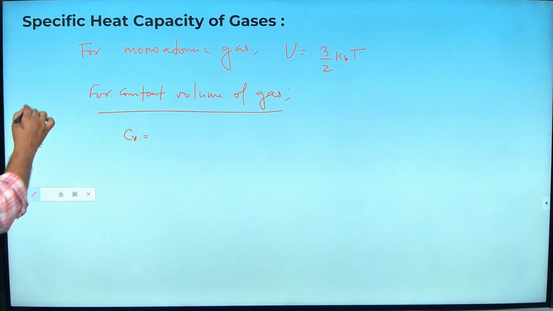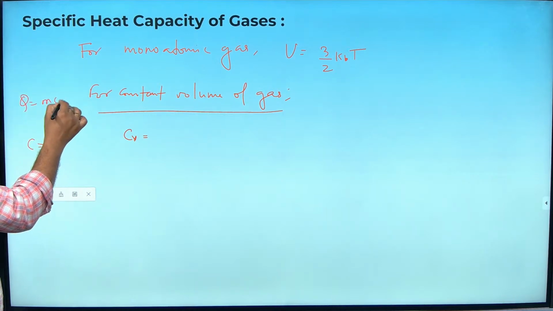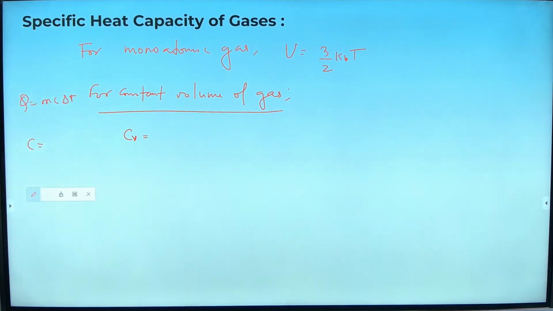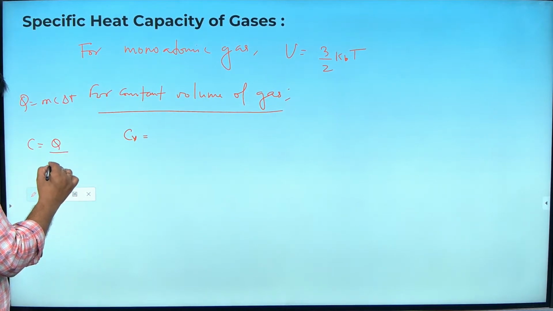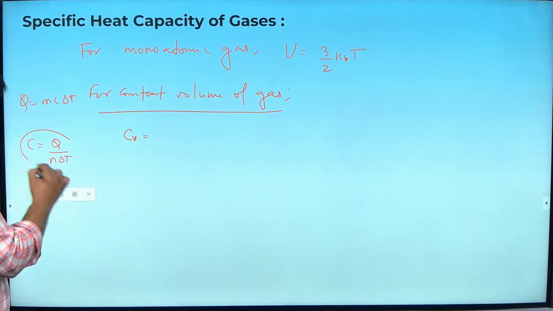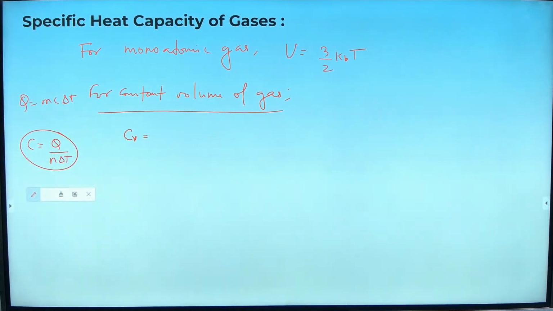Q is equal to mC delta T, isn't it? So C is Q by m delta T. If it is moles, it is Q by n delta T. Am I right? And what is Q for constant volume? Delta Q is equal to delta U plus delta W, isn't it? Delta W is 0 because volume is constant. So delta Q is equal to delta U. Do you agree with me?